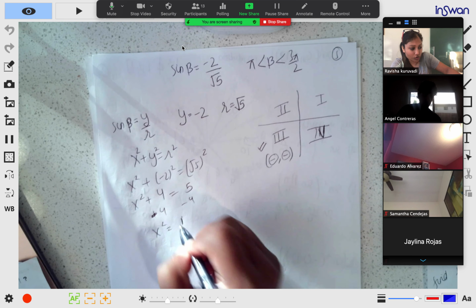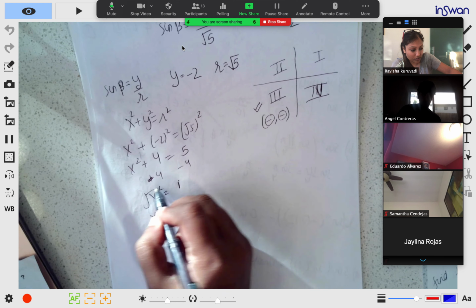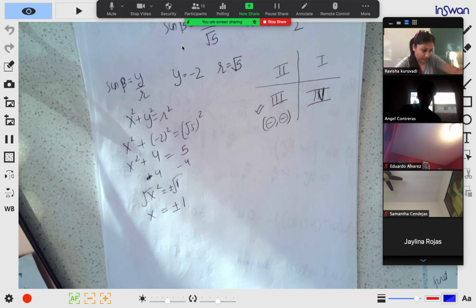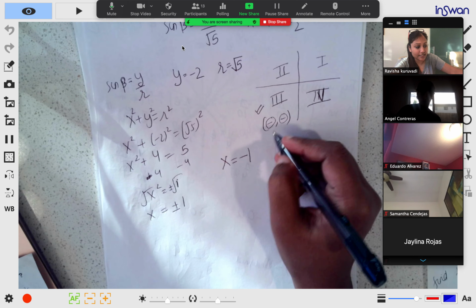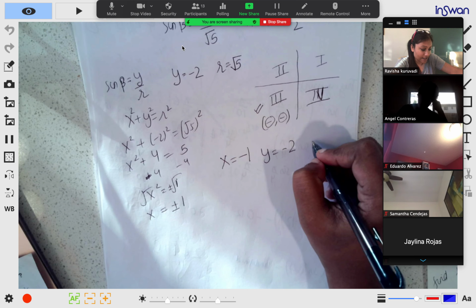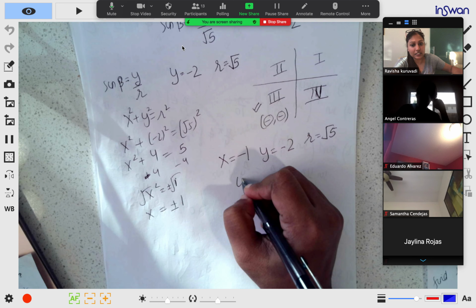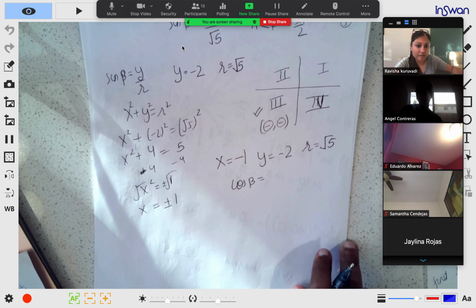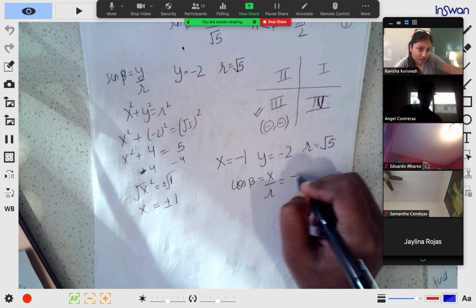You get x is equal to what? You take square root, you put a plus minus 1. Which one will you consider? We will consider the -1, because it's in the third quadrant and x is negative. You got x as -1, y as -2 and r as square root of 5. I need to find cos beta. What's my cos beta? Cos beta is x over r, so it would be -1 over the square root of 5.